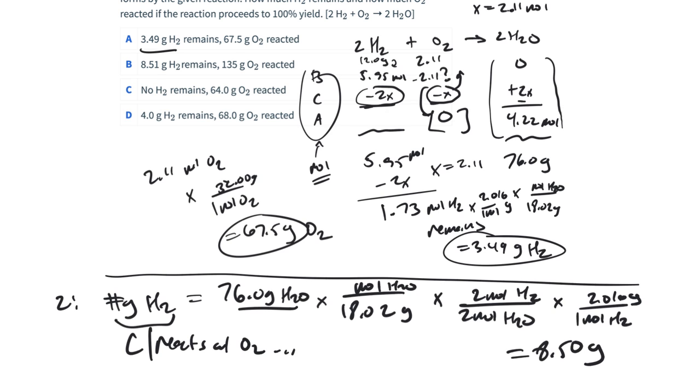And the amount that remains is the amount that was initially available, 12 grams. So 12 minus 8.5 is 3.50. So 3.5, or 3.49, depending on which way you go through the math. So 3.5 grams of hydrogen remains after this reaction completes. And so we're getting back to the same answer here.